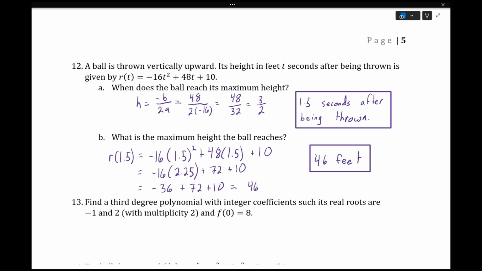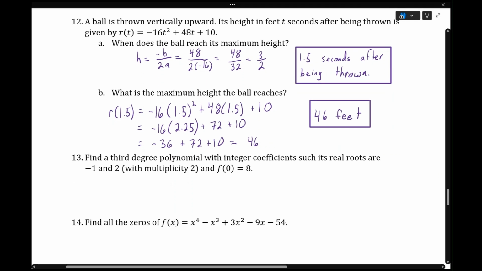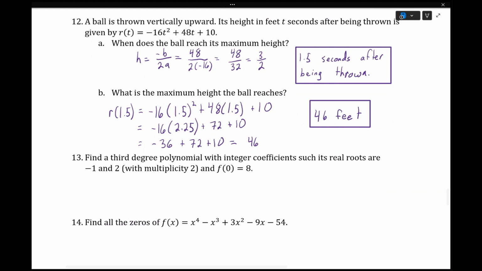All right, let's write a polynomial given some information about it. It's a third-degree polynomial with integer coefficients with real roots that are -1 and 2 with multiplicity 2. Now, what does that mean? That means that the factor that goes with 2, which is x minus 2, must be squared. So we'll call this f of x. And so it seems like we're done. But let's check f of x.